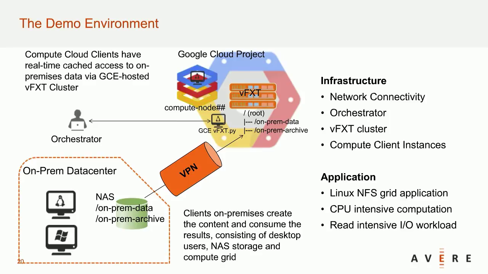So the infrastructure pieces obviously are the network connectivity, the orchestrator, the VFXT cluster, and the compute client instances. And then, as I mentioned earlier, just before I started talking about the demo, your application is typically going to be a Linux NFS grid application, or, as they call it, an embarrassingly parallel application. It's obviously going to have a CPU-intensive computation workload, and it's going to be very read I/O intensive.